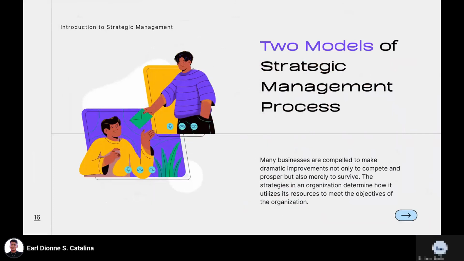Two models of strategic management process. Many businesses are compelled to make dramatic improvements not only to compete and prosper, but also to survive. The strategies in an organization determine how it utilizes its resources to meet the objectives of the organization. The organization is expected to make the maximum utilization of its resources through its strategies.